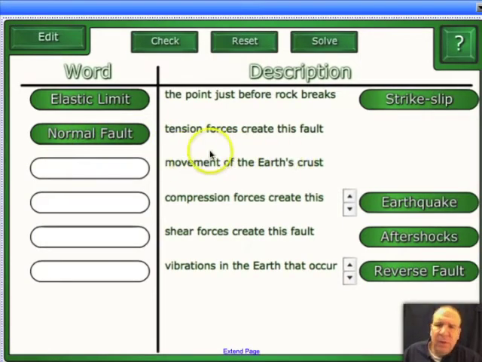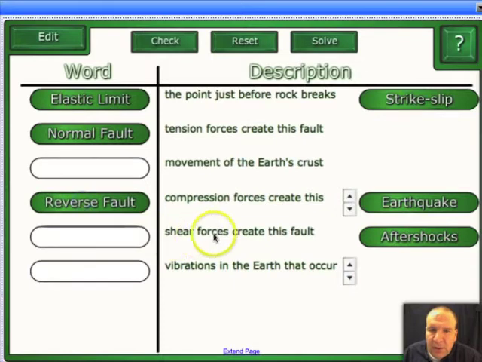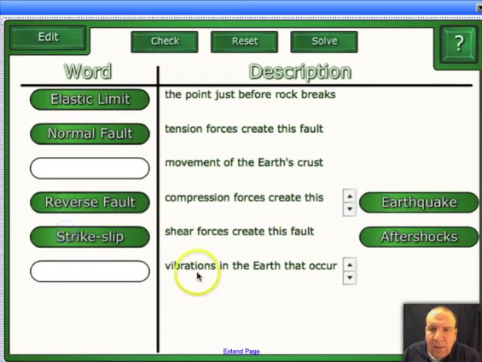Now here's another tip when you're doing things like this. If you ever get to one, let's say I don't know what this one is, just skip it for now and go to the next one. Compression forces create this fault. Compression forces is a reverse fault. Shear forces create this fault. That's your strike slip.